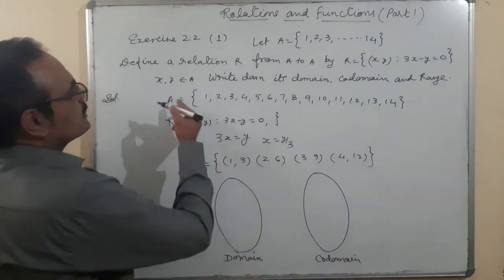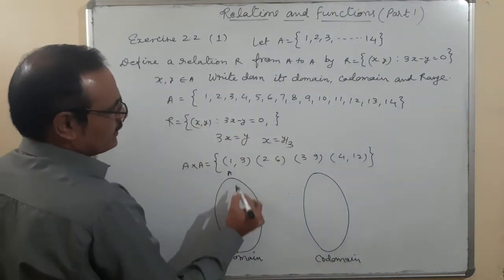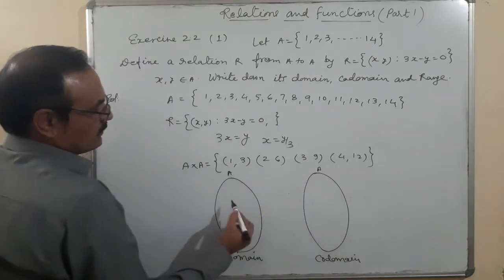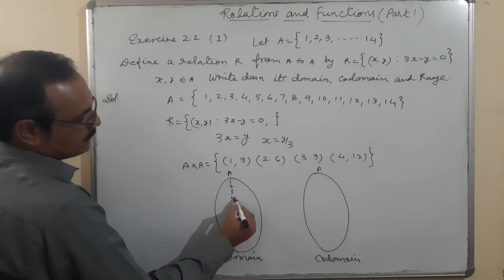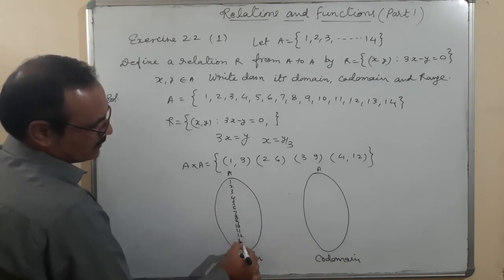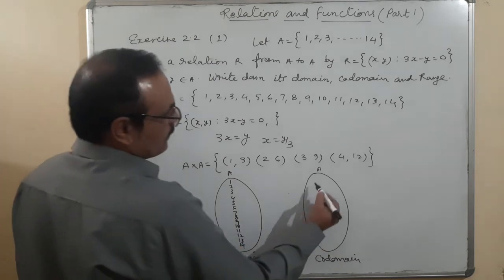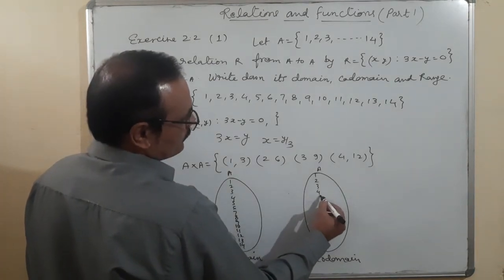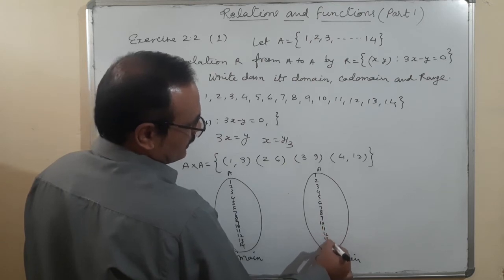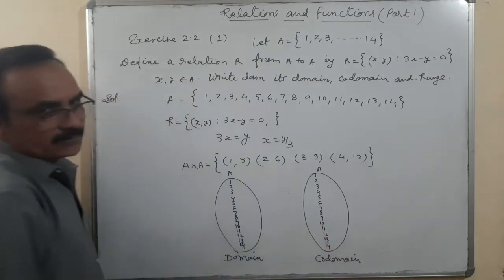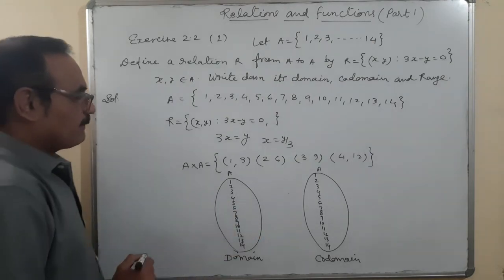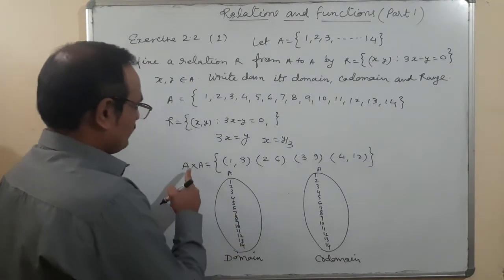How many elements are in the domain? It is A, and that is also A, because it is A to A. It has 1, 2, 3, 4, 5, 6, 7, 8, 9, 10, 11, 12, 13 and 14. The codomain also has 1 to 14. Right? Domain, codomain.